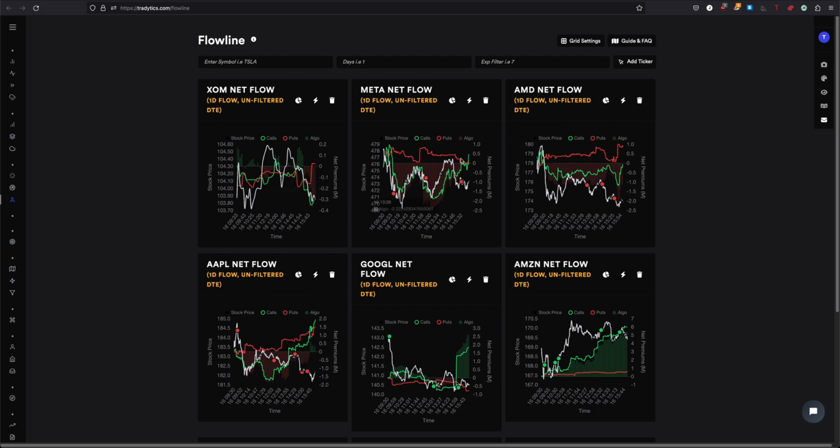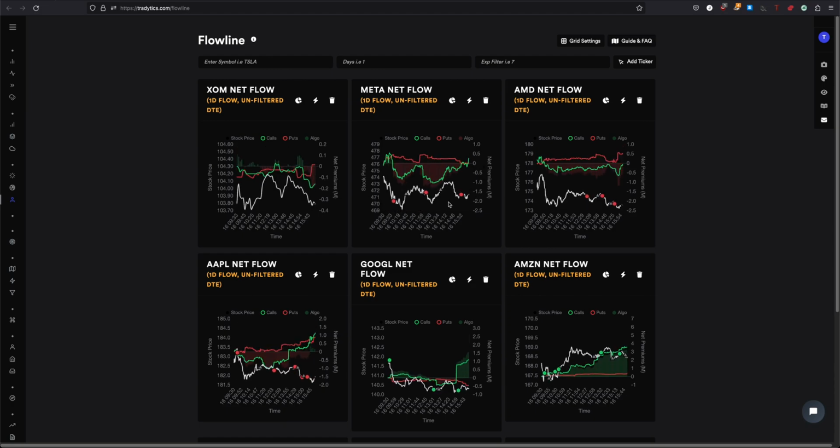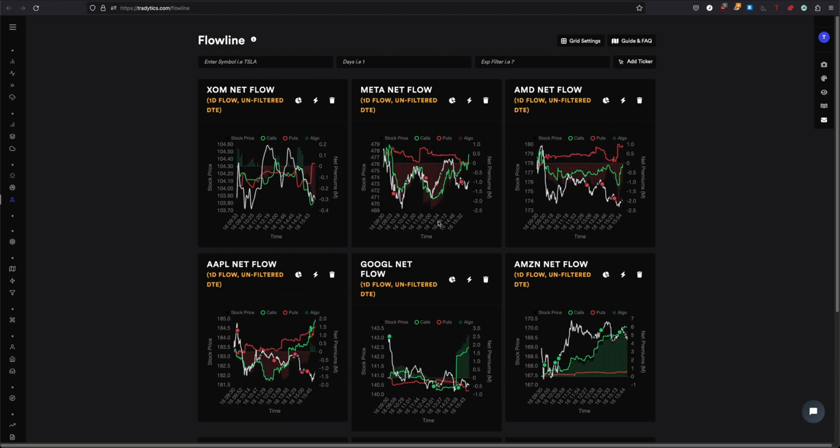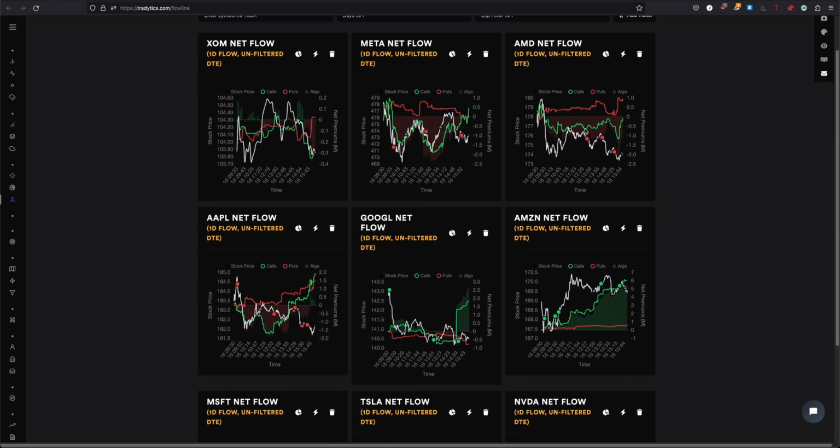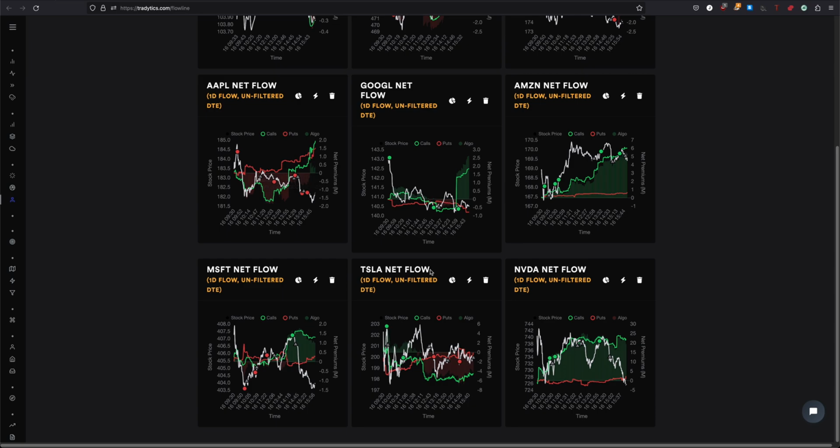So I just want to see today's flow and I want it to be all the expirations, right? Which means unfiltered, right? So whether it's 0 DTEs or, on individual stocks, it's usually going to be weeklies, monthlies, leaps, they're all in here. But I just use it to get a quick glance at some of the major stocks in the market and see what they're looking for.